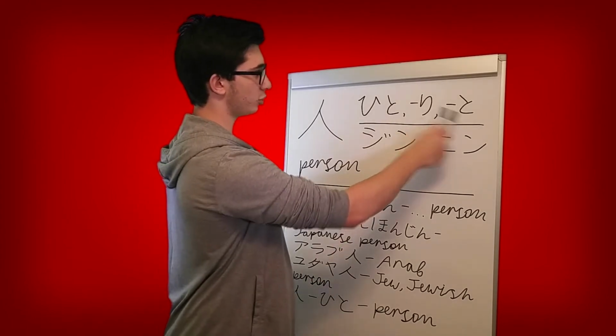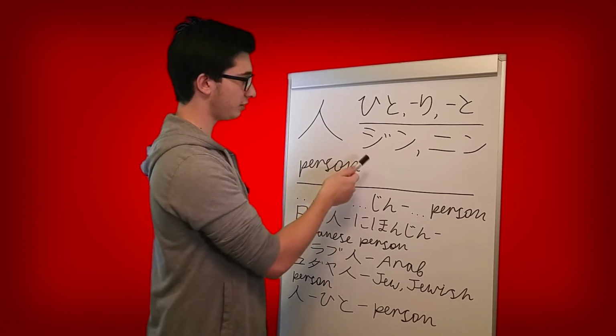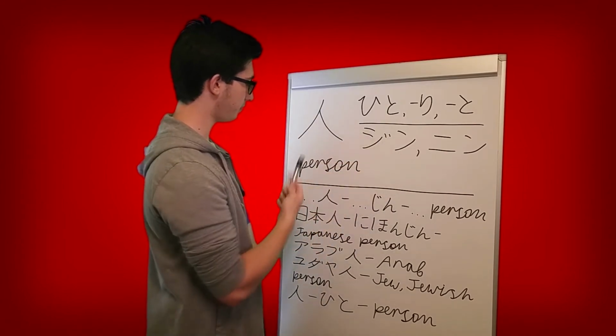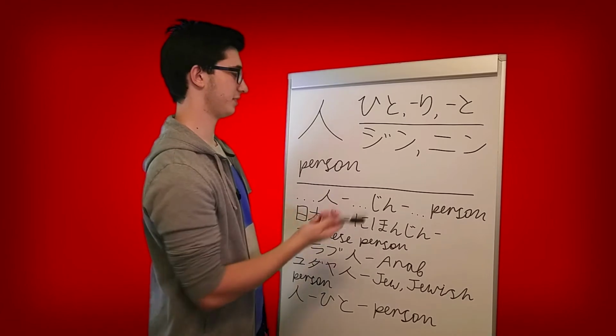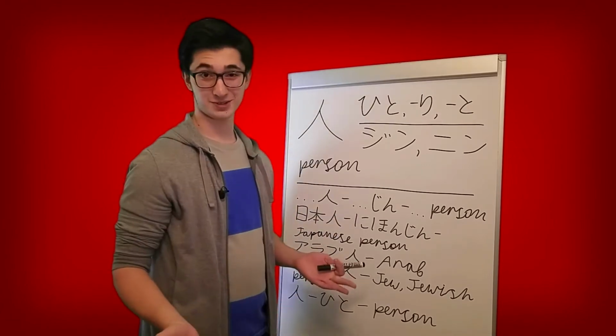And it can end in to. The onyomi are jin, nin, and the meaning is just person. This one is very simple on that aspect. So let's look at the stroke order.